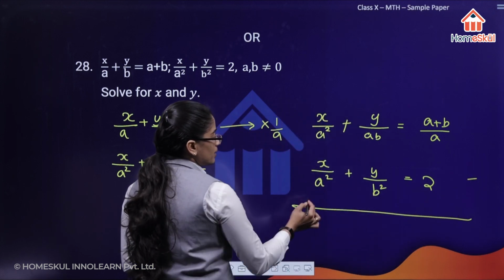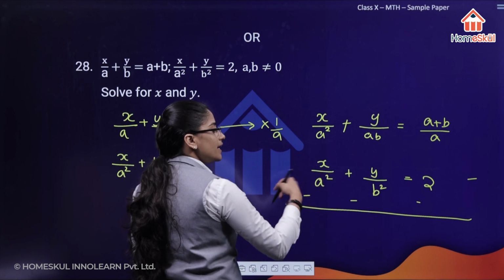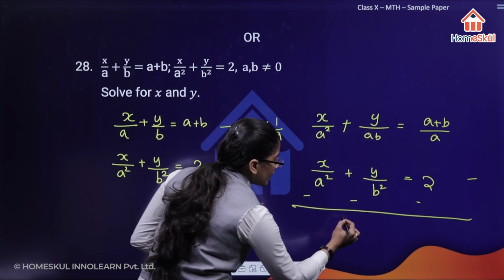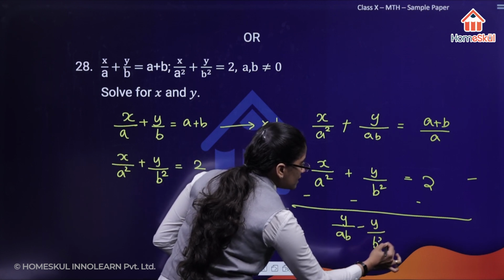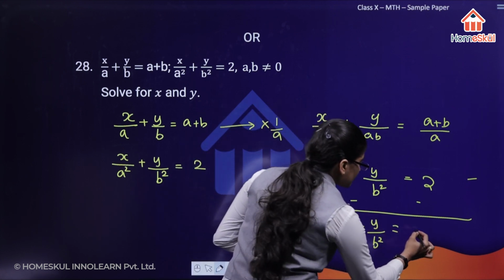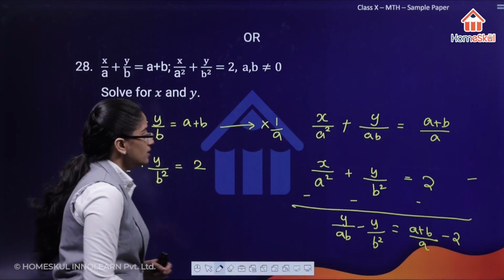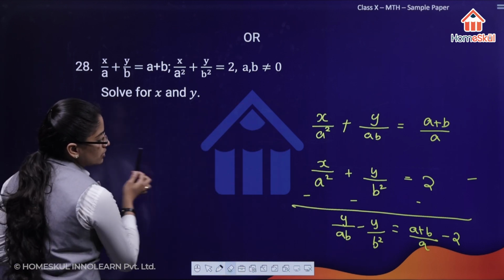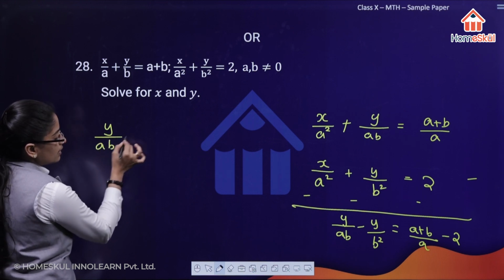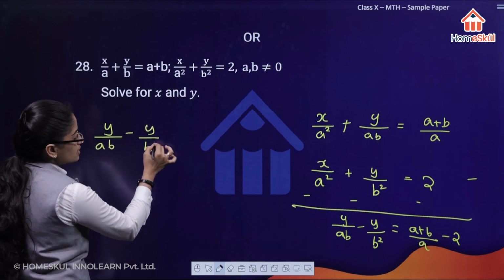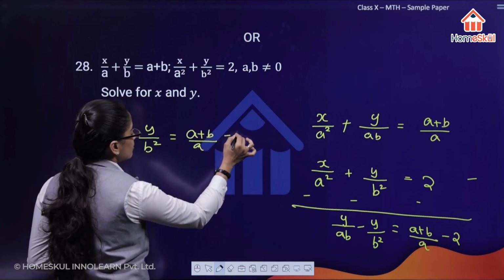On subtracting, what will we be getting? Minus, minus, minus, right? x square by a square minus x by a square is cancelled. Then here, y by ab minus y by b square is equal to (a plus b) by a minus 2. Isn't it? Right? So, on solving, we have y by ab minus y by b square is equal to (a plus b) by a minus 2.